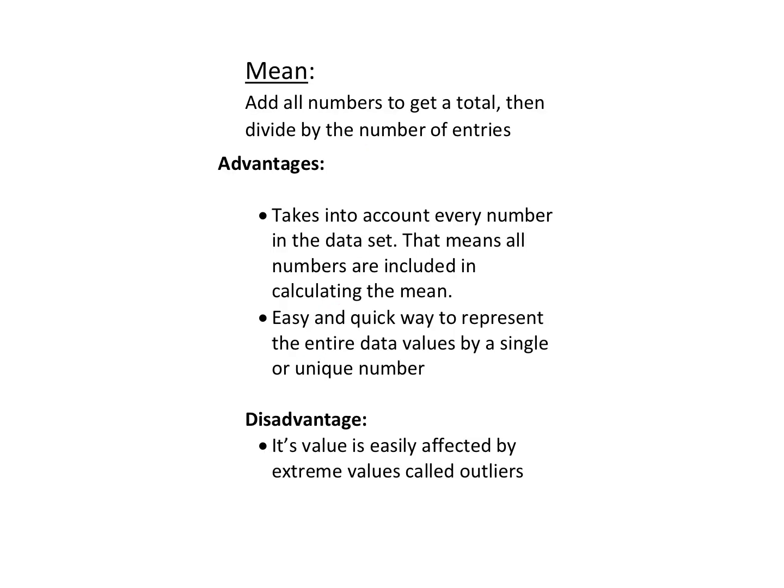So let's say we are looking at the mean. So the mean, you add up all the numbers to get a total, and then you divide by the number of entries. Some advantages to using the mean is it uses every number, so it takes everything into account when we are adding up to calculate the mean. And it's a quick way to represent the entire data value. So we're looking at all the number sets. The disadvantage is it is affected by extreme values called outliers.